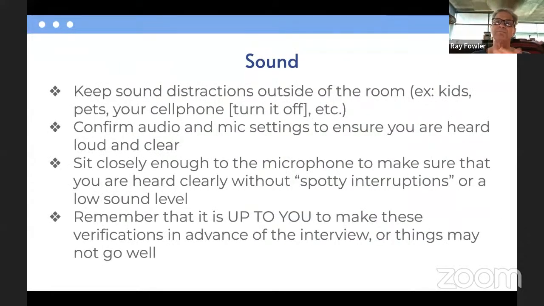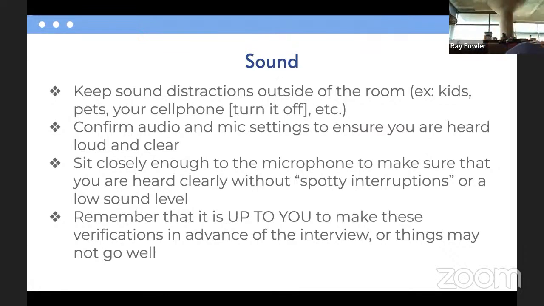Now about the sound. This is something I really noticed. I do a ton of virtual meetings every day. I was on meetings for hours today. Keep sound distractions outside of the room: children, pets, your cell phone, turn it off, and so forth. Confirm audio and mic settings to ensure that you are heard loud and clear. Let me talk about that point for a second. It's very often that people will tend to drop out. I'm going to demonstrate.